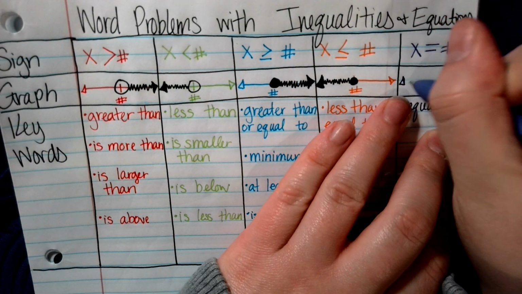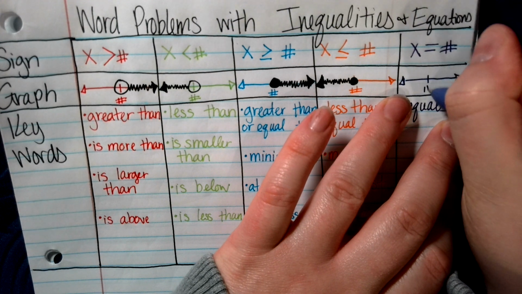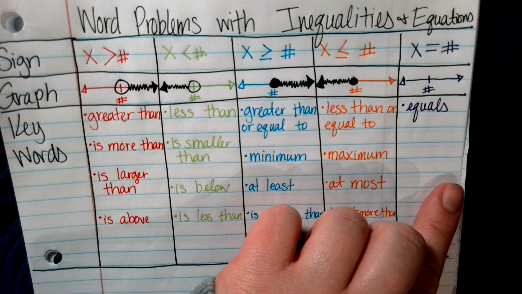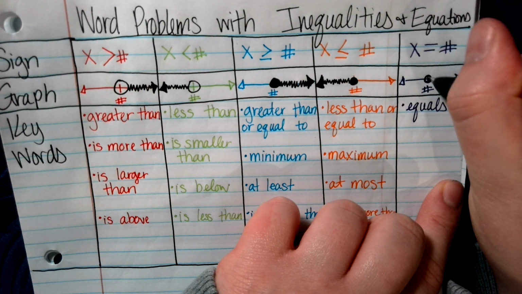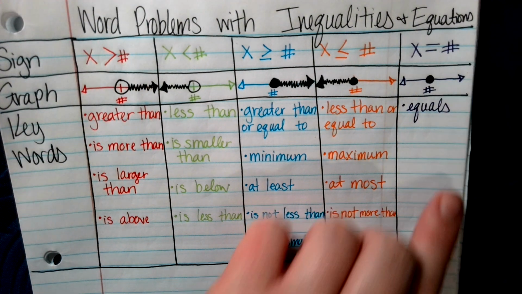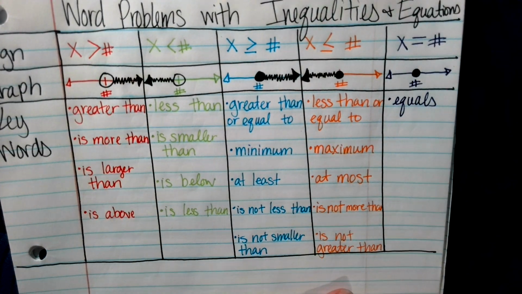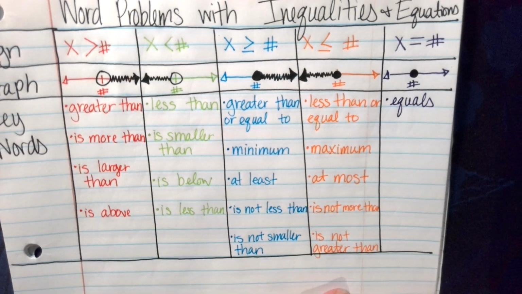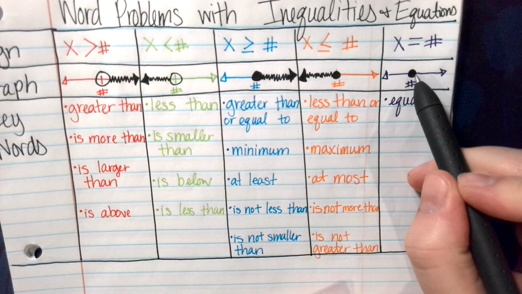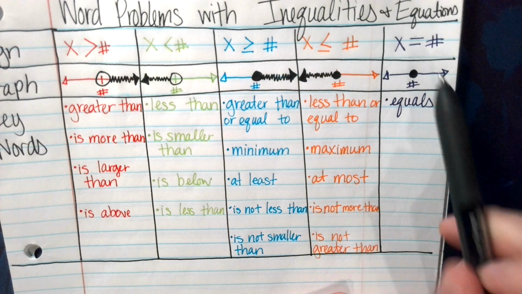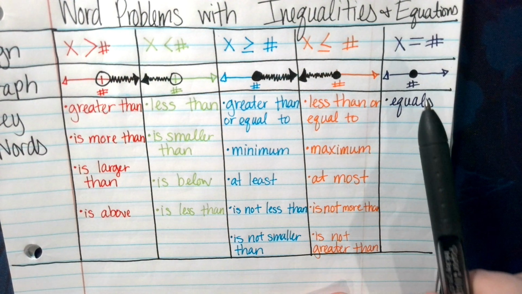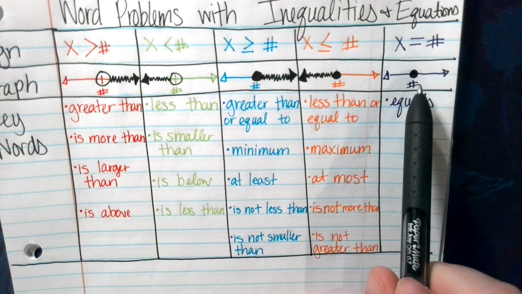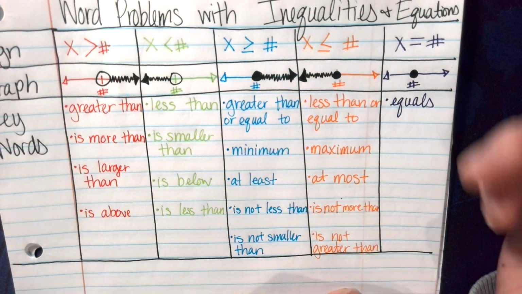If we were going to graph this on a number line, here's our number. Would we have an open or closed circle? We'd have a closed circle because it will be that number. The only thing that's different is, will there be any shading here? No, there will not be any shading. There's only a solid dot on that number. Because remember, with an equation, there's only one answer. The inequalities, there's more than one answer, but equations, there's only one.